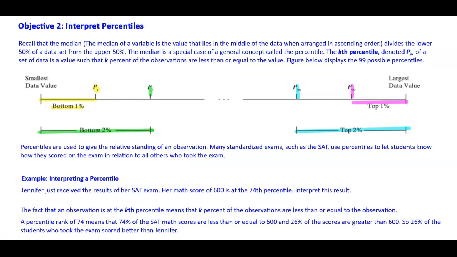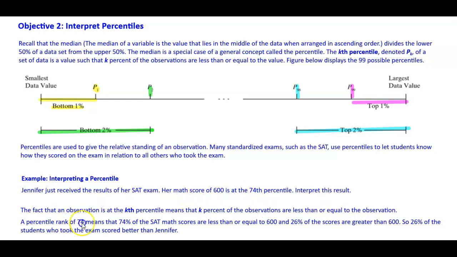Interpreting a percentile. Jennifer just received the results of her SAT exam. Her math score of 600 is at the 74th percentile. Interpret this result. Now, the fact that an observation is at the kth percentile means that k% of the observations are less than or equal to the observation.